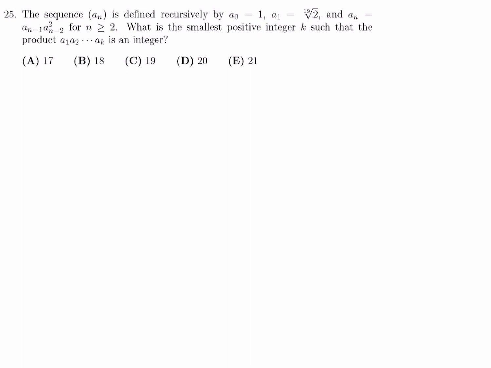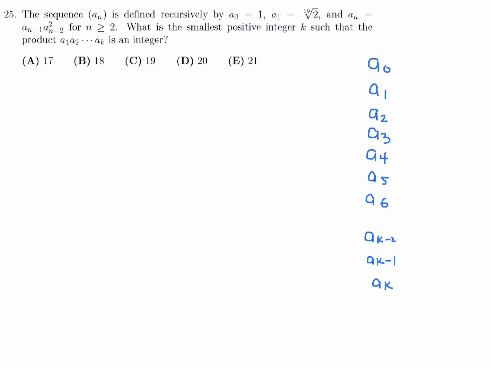The sequence A_n is defined recursively by A0 is 1. A1 is the 19th root of 2, or 2 to the 1 over 19. A_n is A_(n minus 1) times A_(n minus 2) squared for n greater than or equal to 2. What is the smallest positive integer k such that the product A1, A2, dot dot dot until A_k is an integer? Well, let's figure out a list and see what we get.